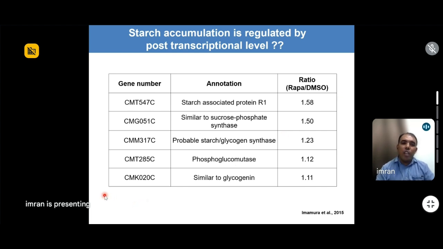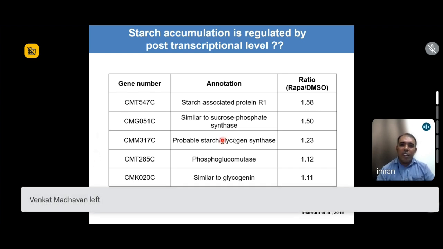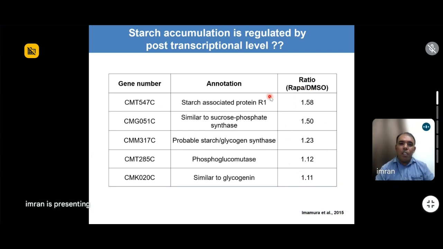So as a first step, I have checked whether any transcript related to carbohydrate metabolism is affected by the rapamycin treatment. And to my surprise, I do not find any transcript which significantly changes after the rapamycin treatment. It indicates that there is a possibility that the starch accumulation by TOR might be at a post-transcription level. And it is also evident because TOR is basically a kinase. Maybe it regulates its substrate through a phosphorylation, dephosphorylation mechanism.